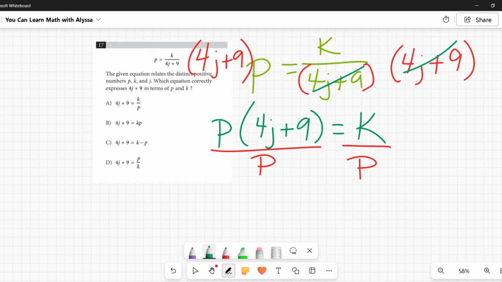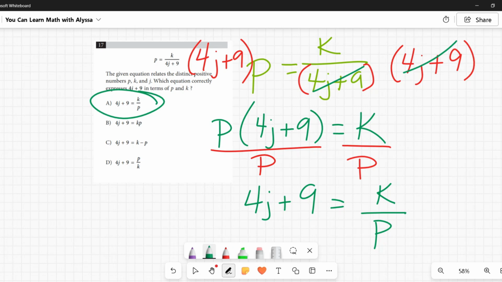And I've reached my goal. I have 4j plus 9 on the left, which is what I wanted, and k divided by p on the right. And that is A. There's my answer. Again, it's not uncommon for them to go further and say, like, what is J in terms of K and P? This one, they're being nice.